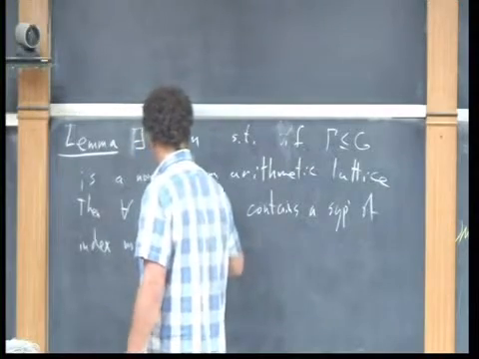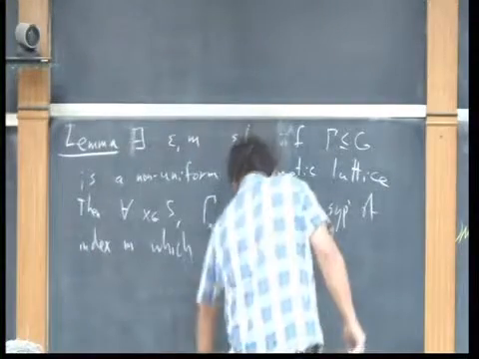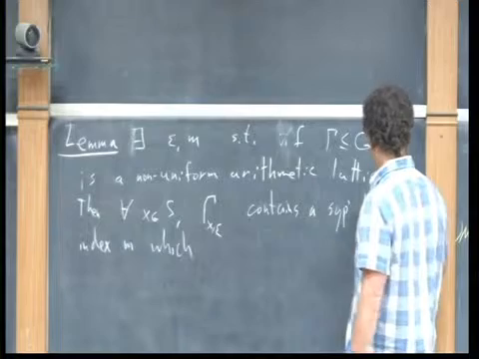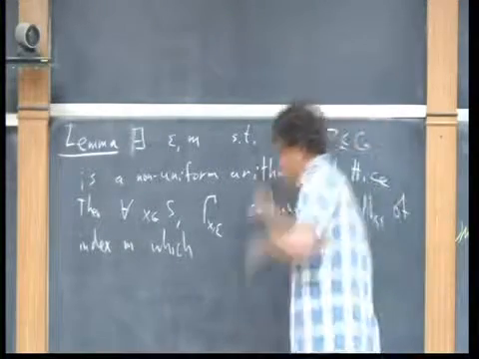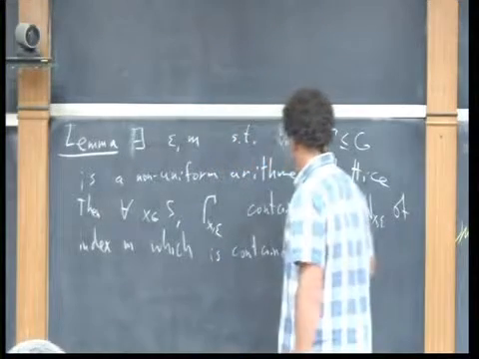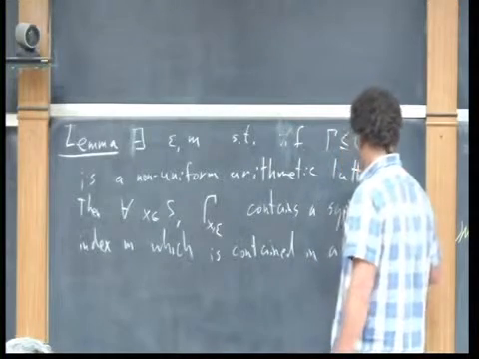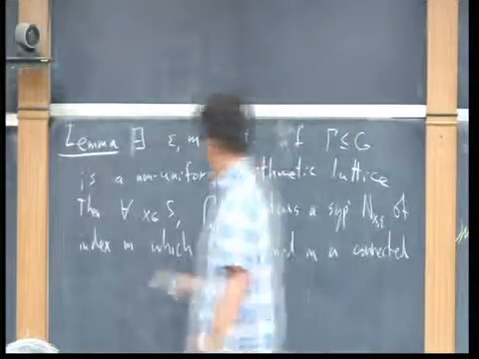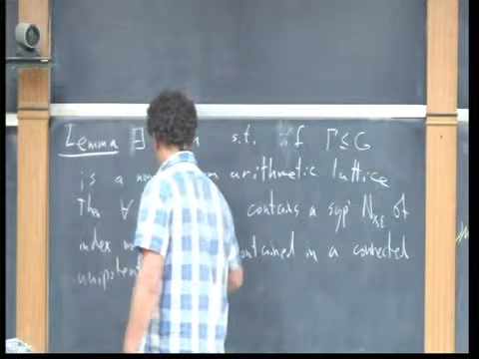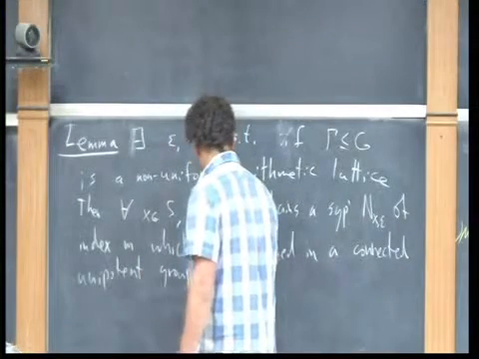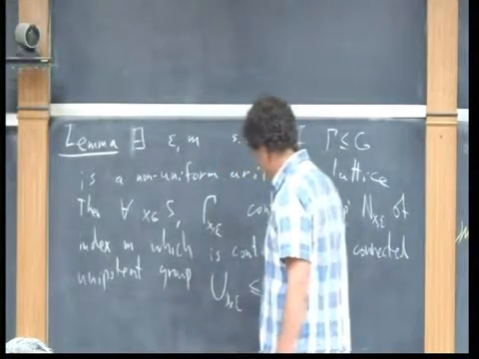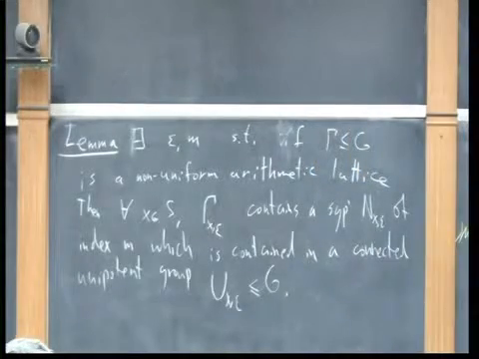a subgroup, call it N x epsilon, of index M, which is contained in a connected unipotent group, let's call it by name, U x epsilon. So this is a connected subgroup of G. This is the lemma that we proved.